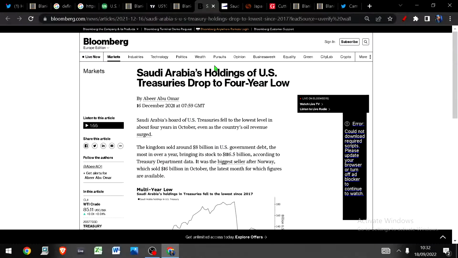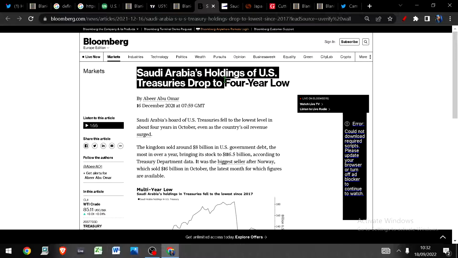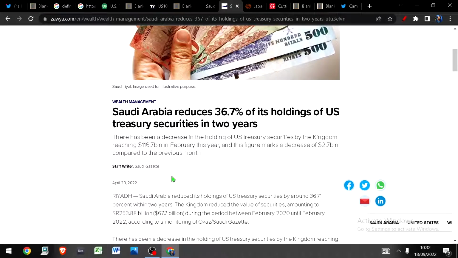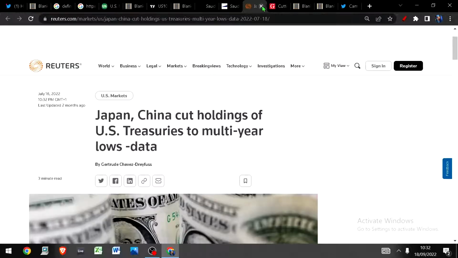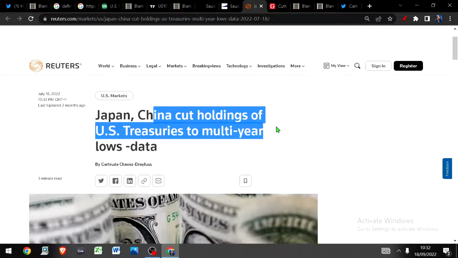So of course nobody would do this, and this is why we're seeing places like Saudi Arabia dropping their treasuries to 4-year lows. This was as of December 2021. Here in April of this year, you could see that they have reduced 36.7% of its holdings in US Treasury securities in just 2 years. They are dropping these bonds. It's not just the Saudis. Japan and China cut holdings of US Treasuries to multi-year lows.